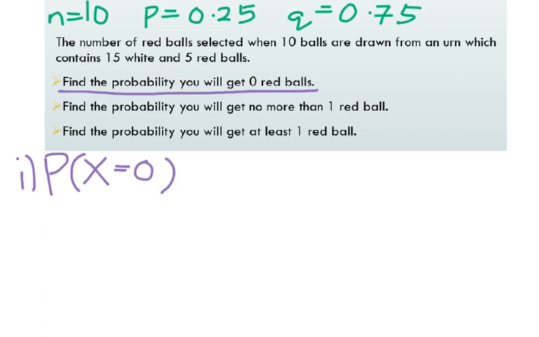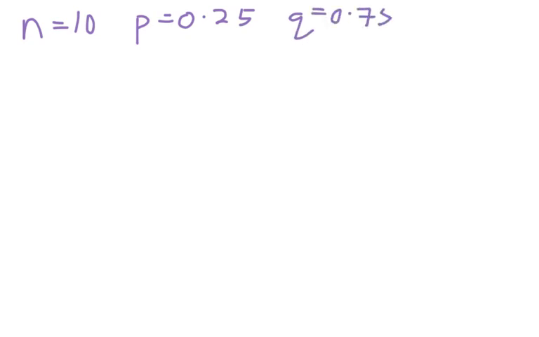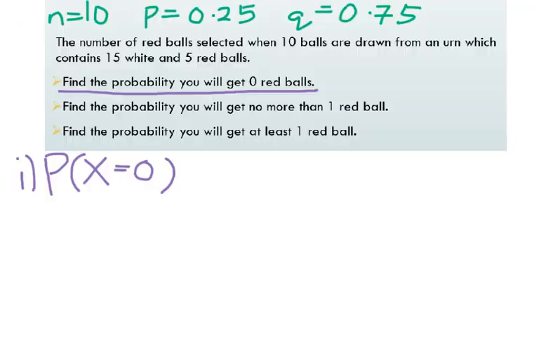Okay, so let us calculate this probability. Again, we have N is 10, our P is 0.25, and our Q is 0.75. So what we want to do is calculate P(x equals 0). We know the formula to calculate the binomial distribution is given to us, so let us go back to the formula.